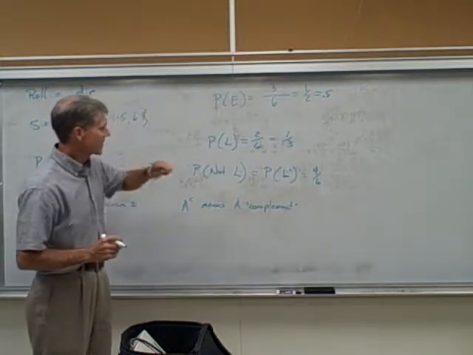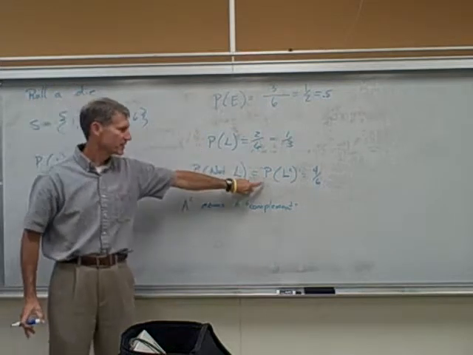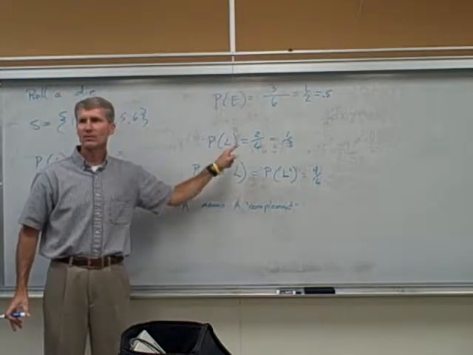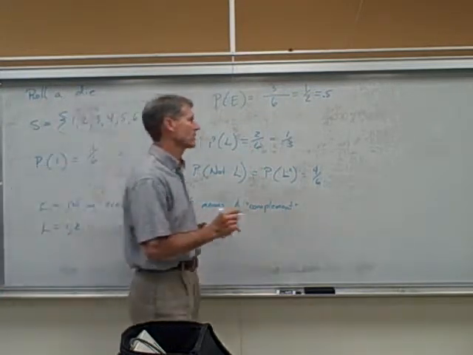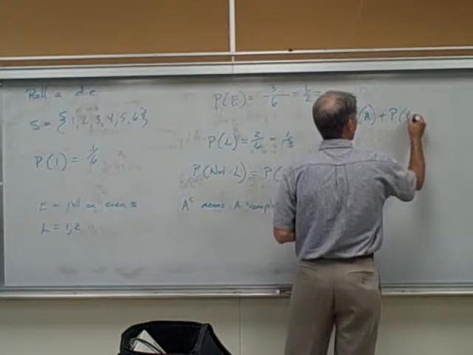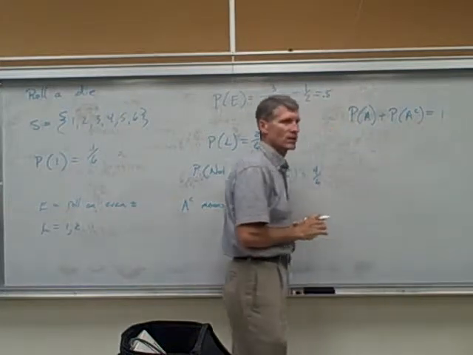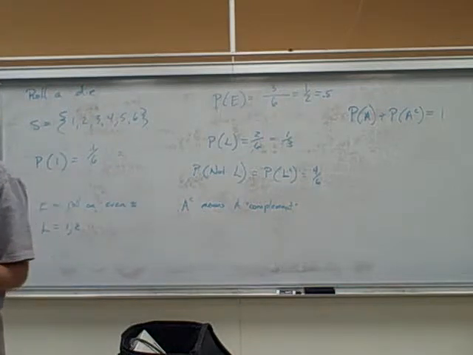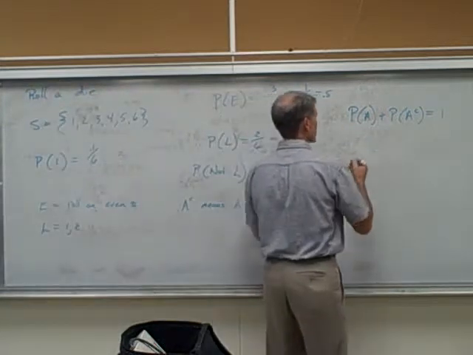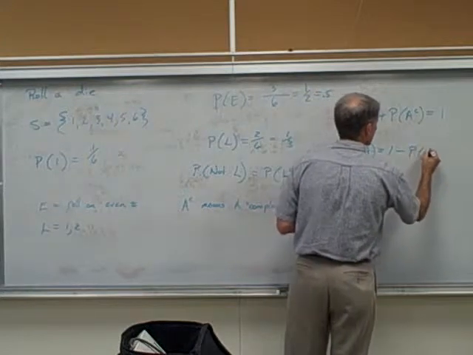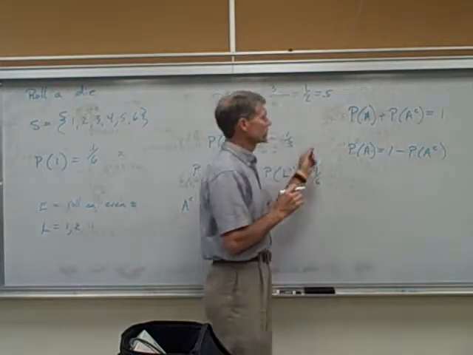What do you notice about the probability of L and the probability of L complement? They add to 1. And they will always add to 1. So that's one of our rules of probability. The probability of A plus the probability of A complement must equal 1. If A doesn't happen, it has to be the leftover probability from when A does happen. Which you can manipulate algebraically to say that the probability of A is equal to 1 minus the probability of A complement.